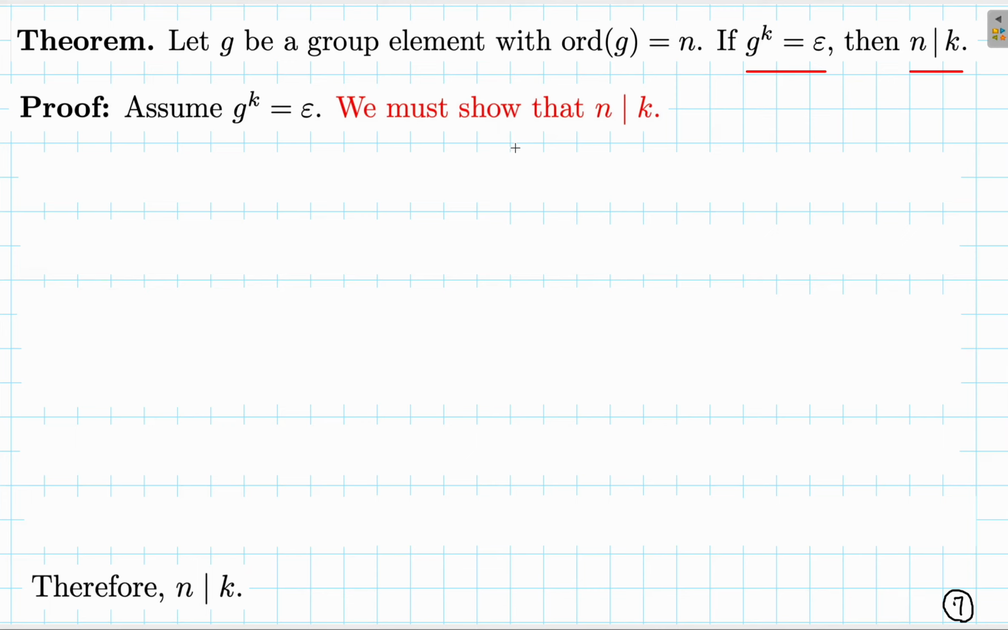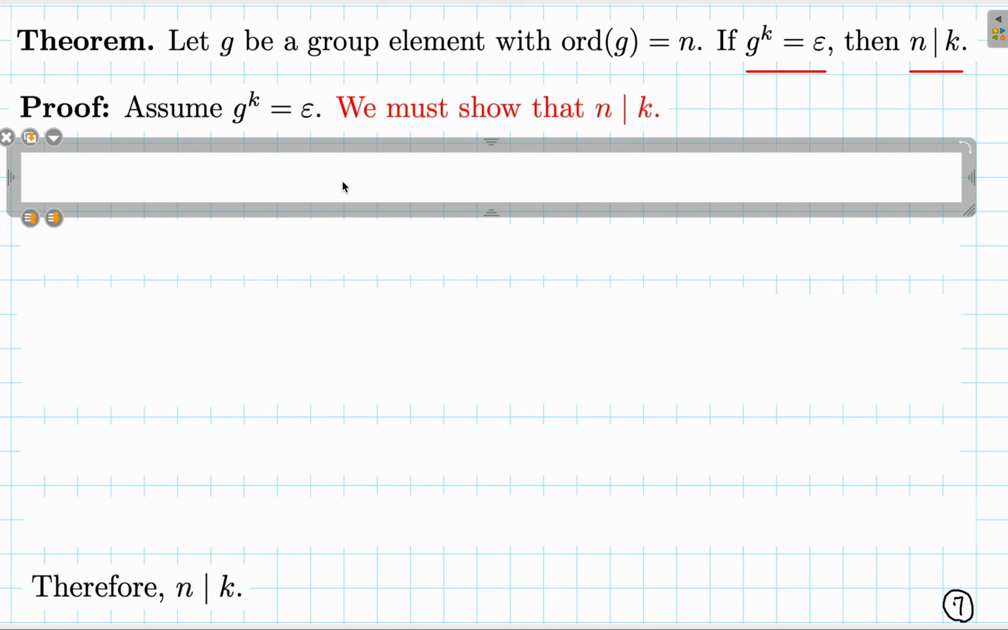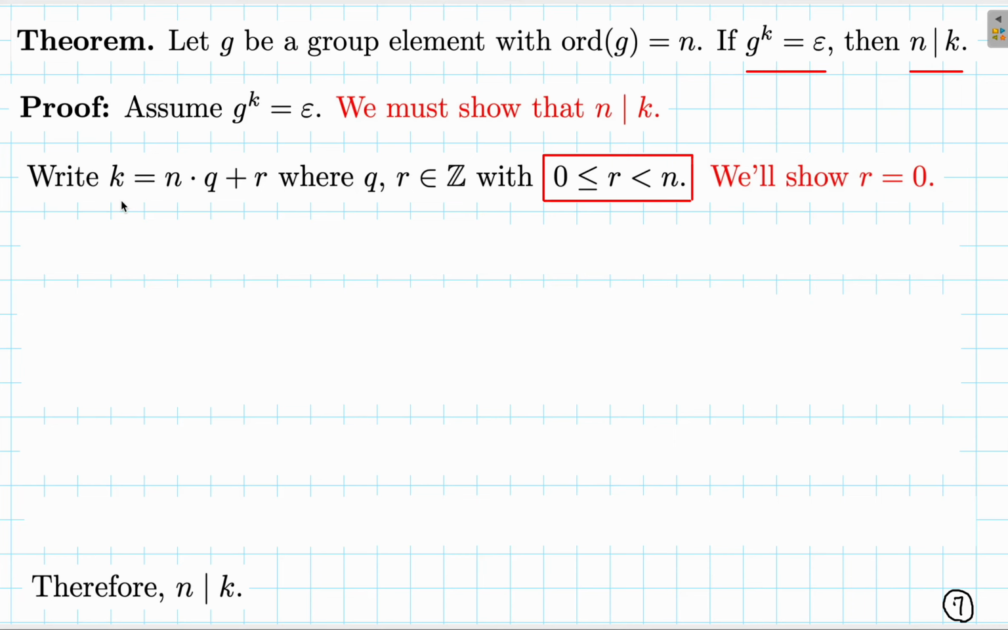Now let's proceed as we did in our outline, namely, in order to show that n is a divisor of k, we'll try to divide k by n, and we'll show that the remainder is 0. And so here it is. Using the division algorithm, we'll write k is equal to n times q plus r, where q and r are integers, with our restriction on the remainder. And our goal is to show that the remainder r is 0.